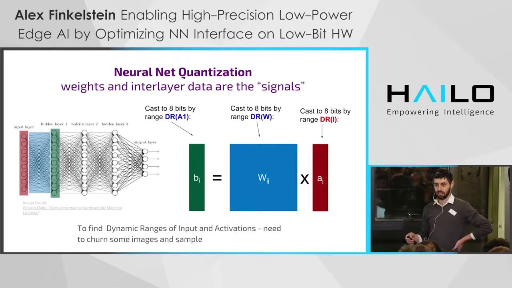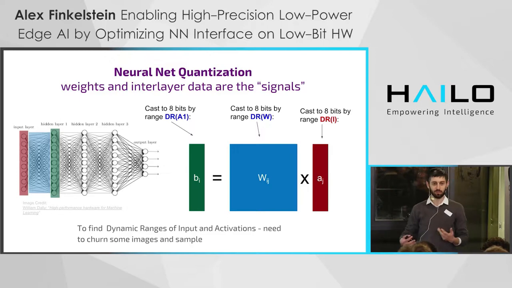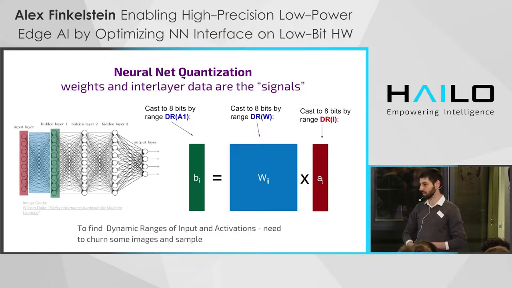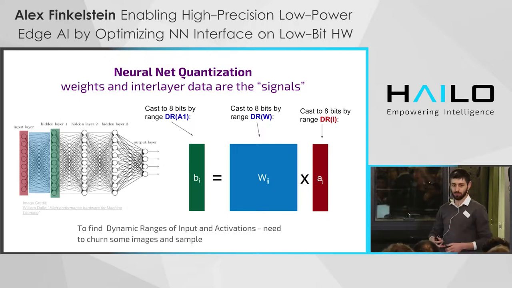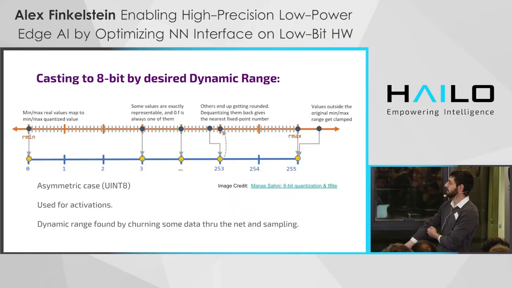For weights, it's kind of easy because you have the values, so you can see which are the biggest ones. Maybe you don't need the biggest one, you can give up a bit. But anyways, it's static. For the activations, we don't have the values up front. If we just downloaded a pre-trained network from the internet, we need to churn some images, so push some images down the network, run the computation, then sample what values came about to find from these statistics what range is needed to be used. And then we are casting.